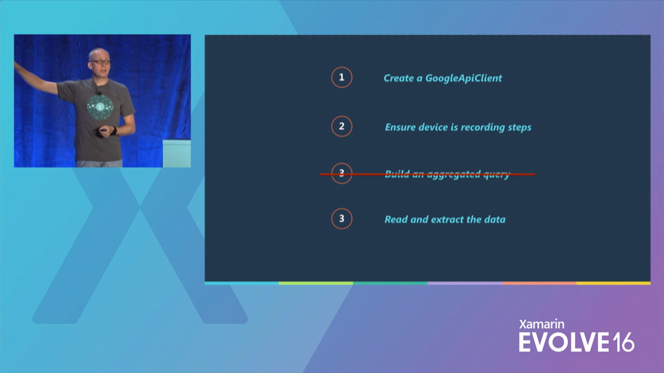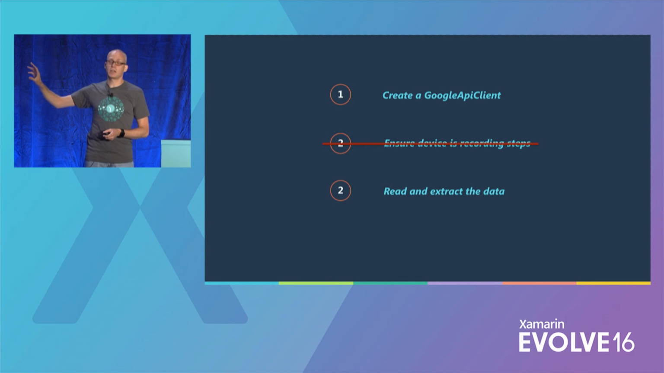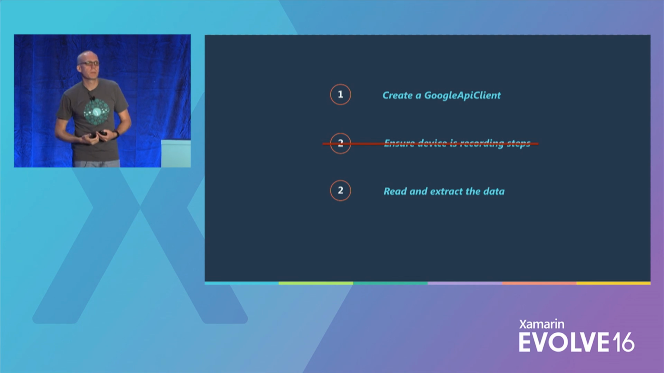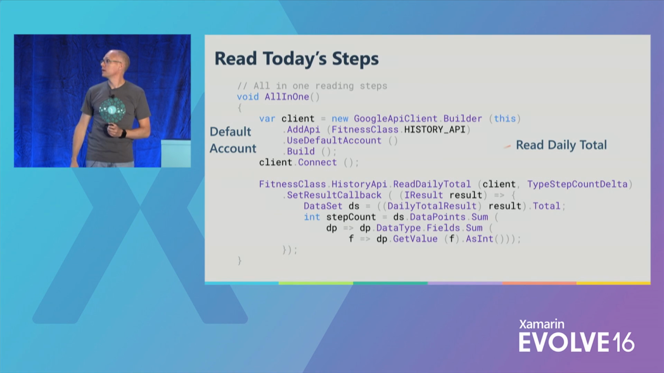You don't have to build an aggregated query. We have one call, which will be read daily total, which will give you that. And you need to follow these 3 steps today. But shortly on a new release of Fit, we're going to remove the necessity for recording steps for step count, just because pedometers are constantly tracking these things, so we're always recording them. You don't need to do that. Removes it down to just creating the client and reading the data. And this is all-in-one code to do it.